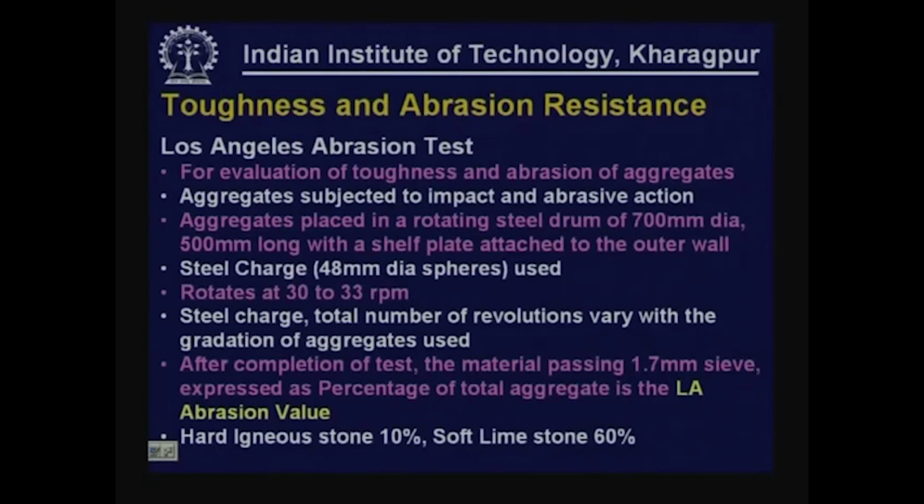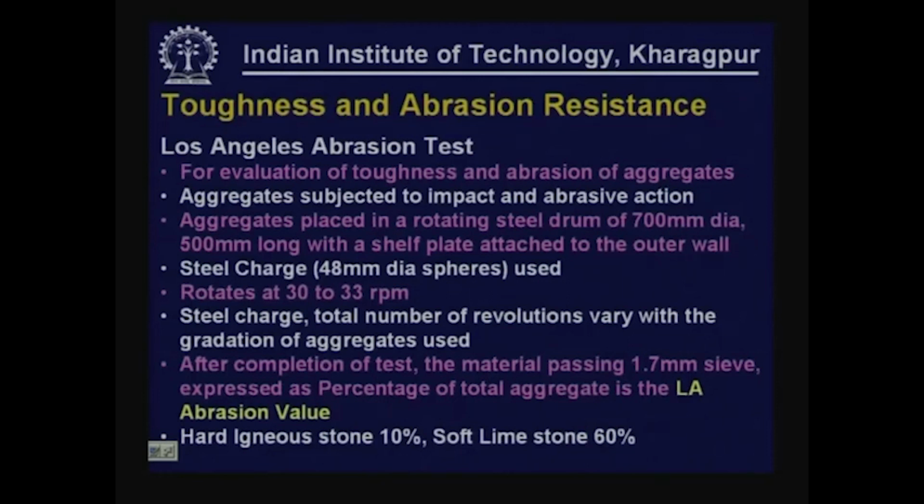The aggregates are placed in a rotating steel drum of 700 millimeter dia and 500 millimeter width, and this drum will have a shelf plate attached to its wall, inside the drum itself. This shelf will ensure that the aggregates do not slide along the wall of the drum and they get thrown into the drum, and then these aggregates get thrown against each other.